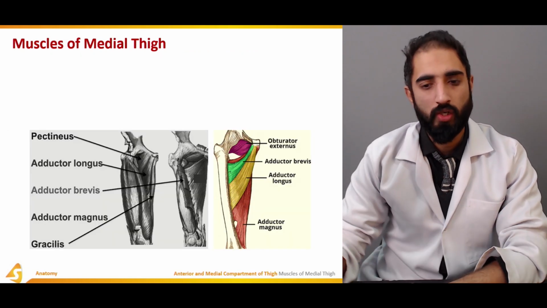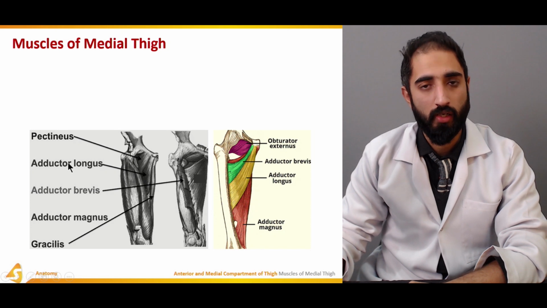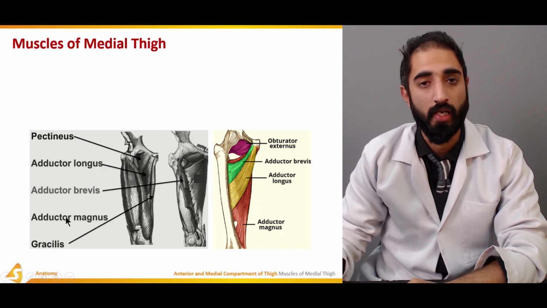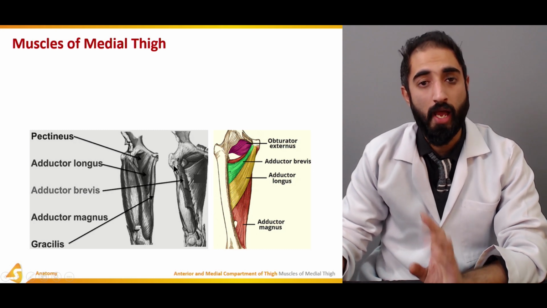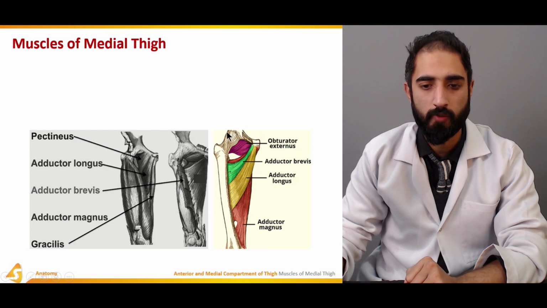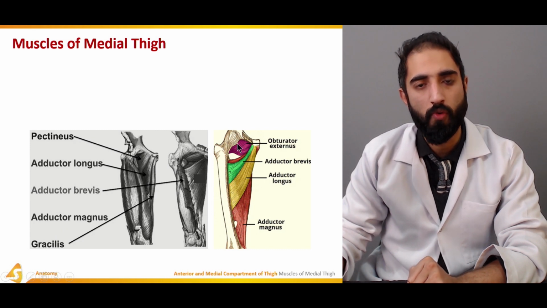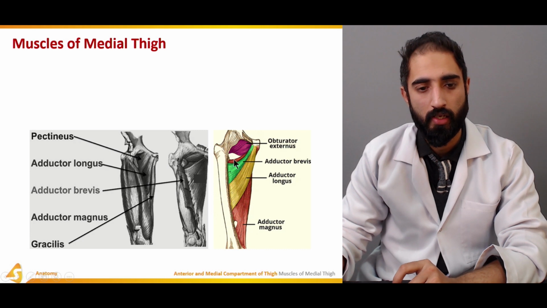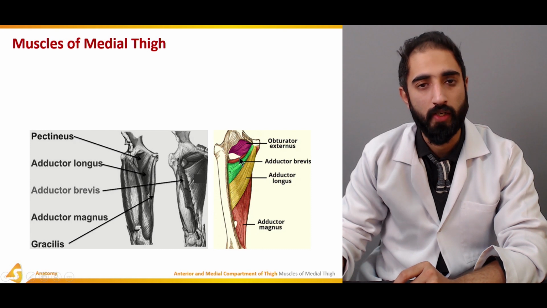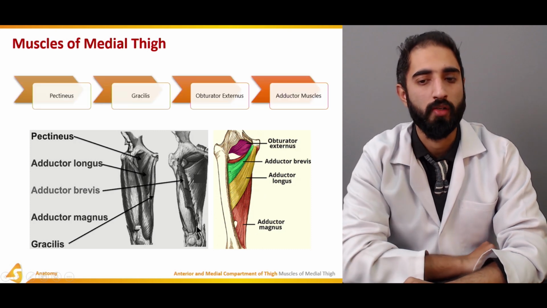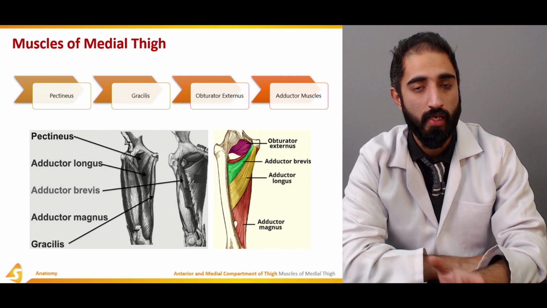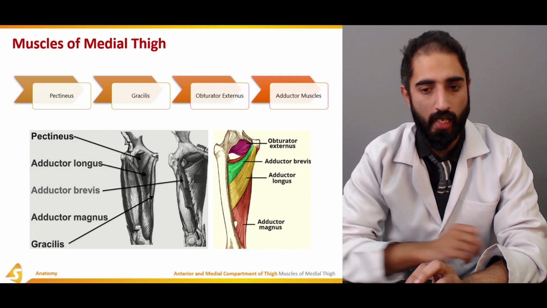So as we already mentioned, we have the pectineus, adductor longus, adductor brevis, adductor magnus. These three muscles actually form the adductor muscle group, the gracilis, and obturator externus. So if we take a look at this picture here, at the topmost we have the obturator externus, then the pectineus. This is the pectineus, but it is not actually labeled here. Then we have the adductor brevis, the adductor longus, and the largest of them all, the adductor magnus. So pectineus, gracilis, obturator externus, and the adductor group, which consists of adductor brevis, adductor longus, and adductor magnus.